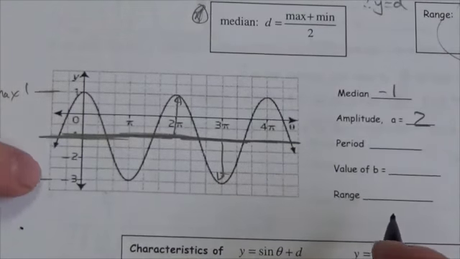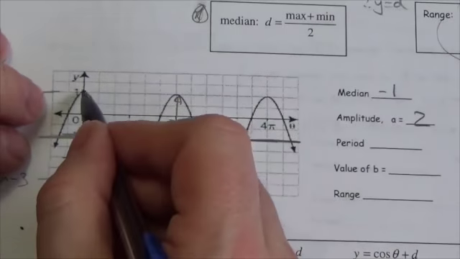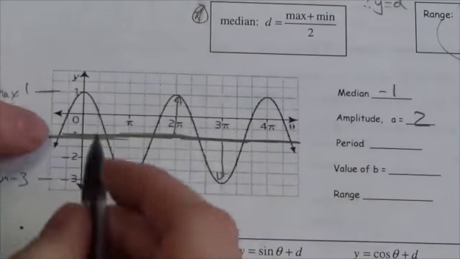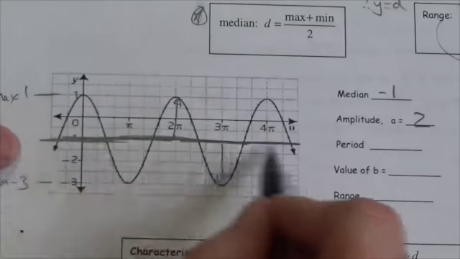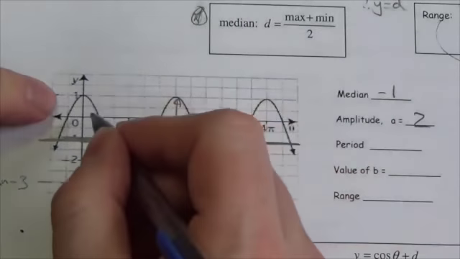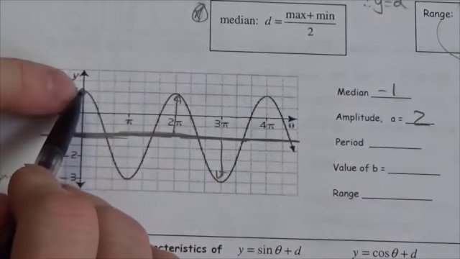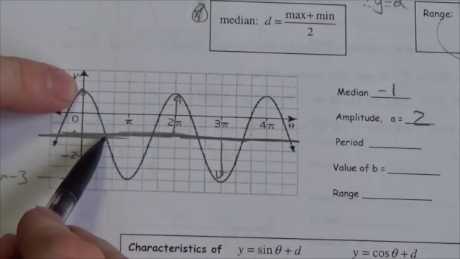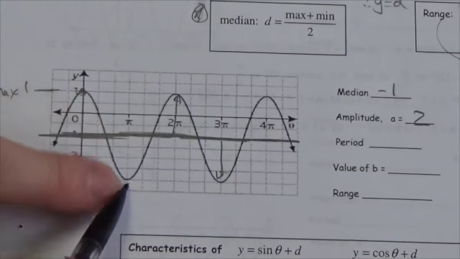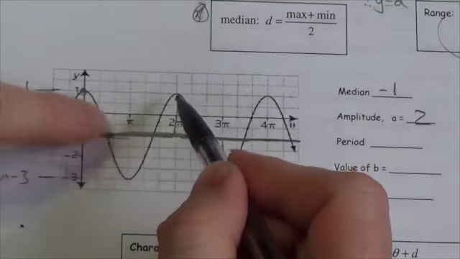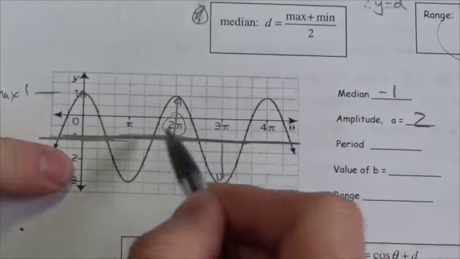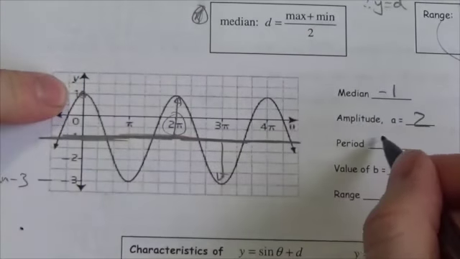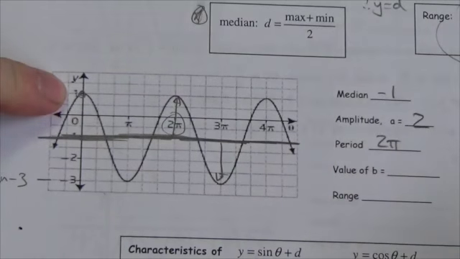Our period, well, I can read the period off here. Remember that a period consists of those 4 actions. And once I've identified that middle line, this actually becomes really easy. Notice I'm at a maximum right here. So my first action is to go to the middle, go to the minimum, up to the middle, up to the maximum. There's a period. And I can see it goes from 0 to 2 pi. So there's our period, 2 pi.